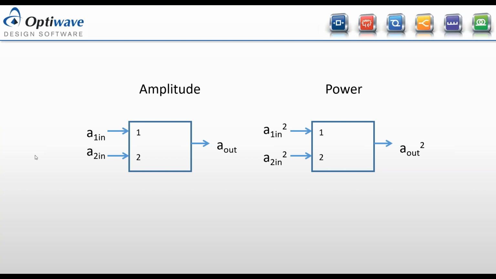We can start with just a simple block diagram to represent the situation. We have a space where there's some electromagnetic fields, and we have two inputs labeled 1 and 2.